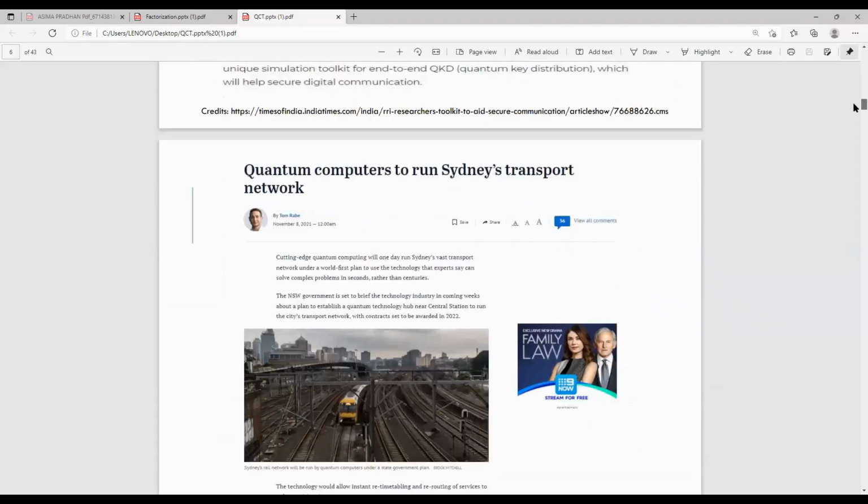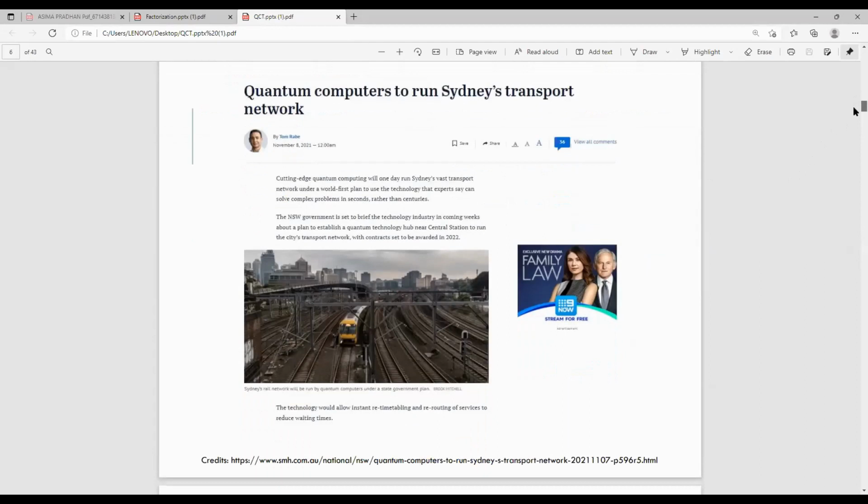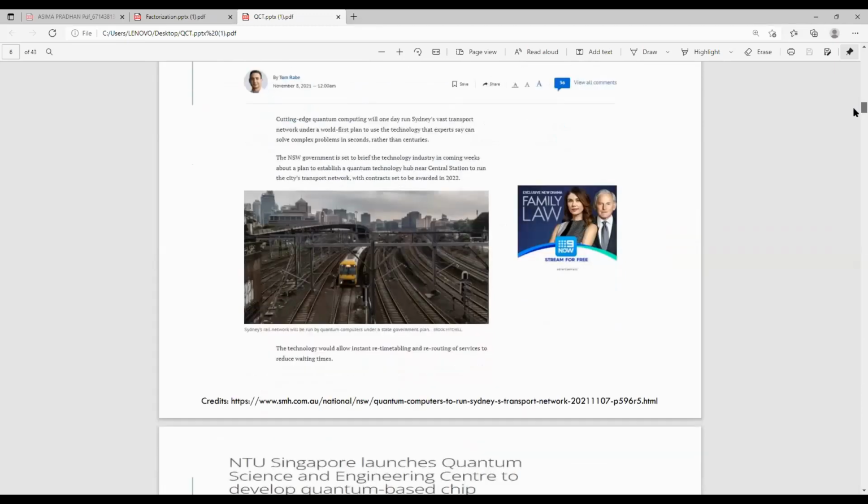Now, what is the world doing? You go to every country, you will find they have their quantum systems, some small scale, some big scale. Sydney's transport network is going to be run by quantum computers. Now, Sydney has many universities, like the University of Sydney, joining together. If some of you are interested in a summer project, you will find the Sydney Quantum Hub. So, a quantum computer to run Sydney's transport network.